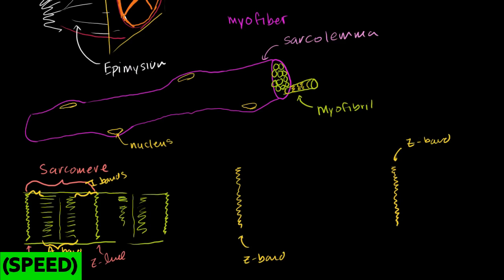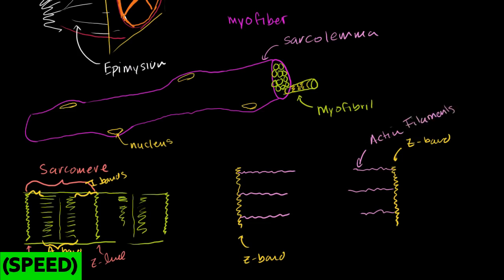Then you have your actin filaments. Now we're getting to that molecular level that I talked about. So you'll have your actin filaments. I'll draw them like that. I'll just draw a couple. You have your actin filaments that look like that. Let me label it. So these are the actin filaments. These are the actin filaments.